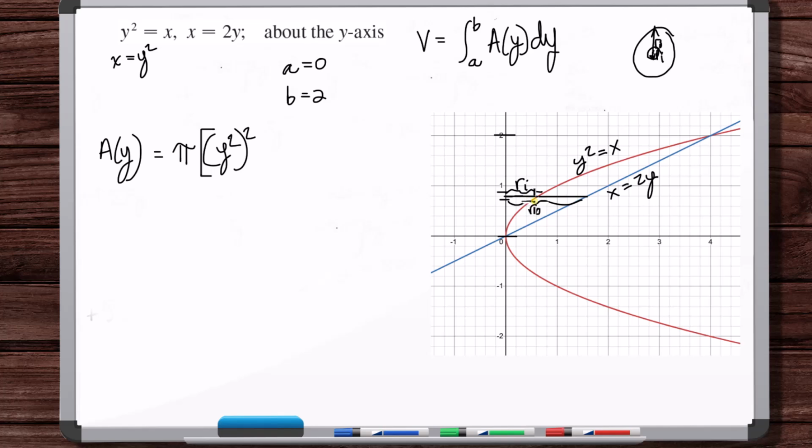Okay, wait, no. The outer radius is, for any given y, the x value that we're looking for. What is this x value equal to? That x value is equal to 2y, so we do (2y) squared, minus the inner radius, which is y squared.